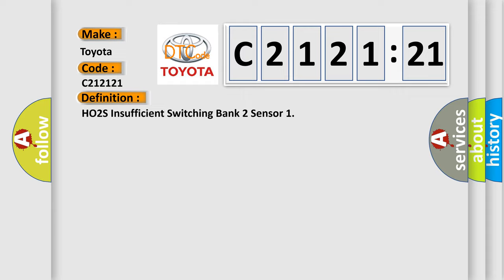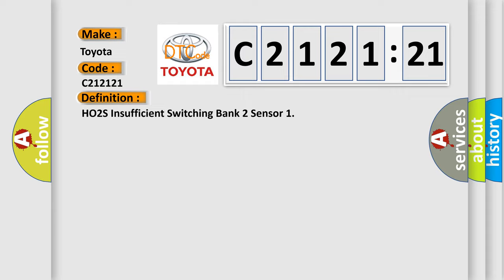The IAT sensor parameter is more than minus 40 degrees Celsius, 40 degrees Fahrenheit. The engine speed parameter is between 1200 to 3000 RPM. The ignition 1 signal parameter is between 10 to 18 volts. The engine runtime parameter is more than 160 seconds.